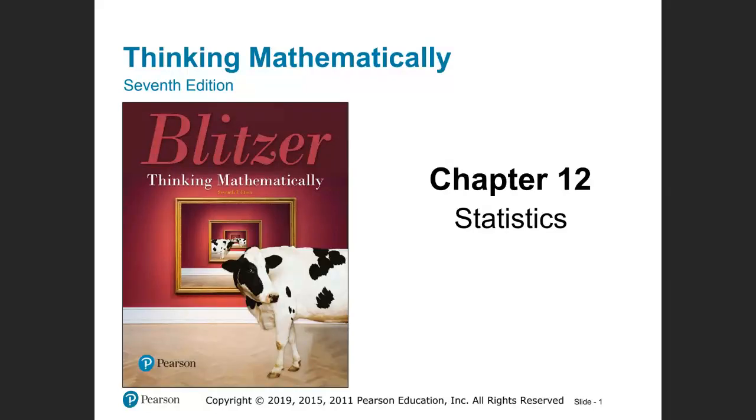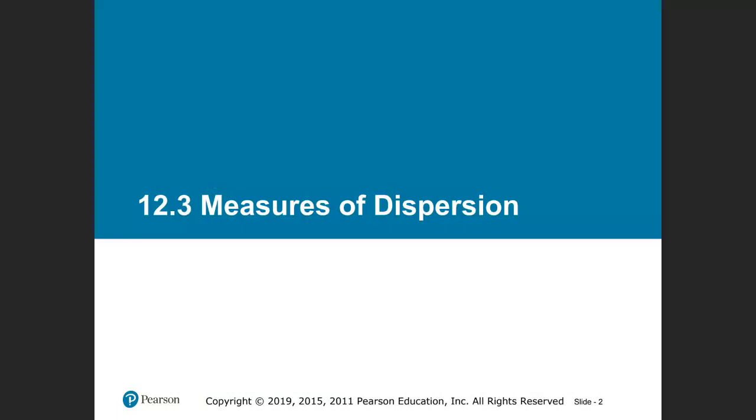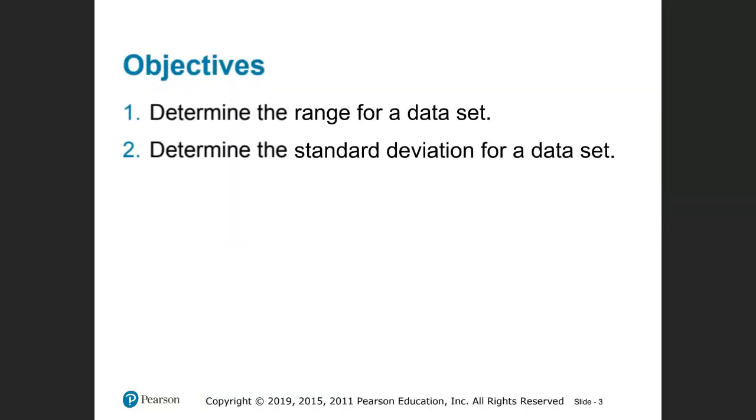Continuing with Chapter 12, Statistics, we're going to look at Section 12.3, Measures of Dispersion. The objectives: determine the range for a data set and determine the standard deviation for a data set.